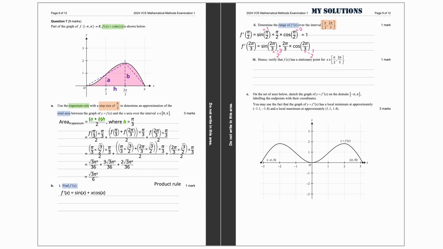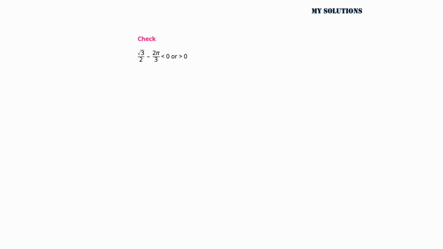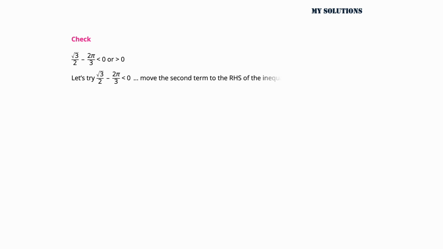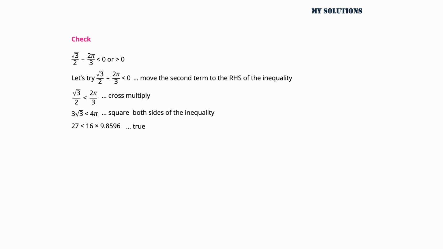And f dash of 2 pi on 3 equals root 3 over 2 minus 2 pi on 3. Let's check whether root 3 on 2 minus 2 pi on 3 is negative or positive. So we try less than 0. We move the second term to the right-hand side of the inequality. We cross multiply, and we square both sides of the inequality. 27 is definitely less than 16 times 9.8596. Therefore, root 3 on 2 minus 2 pi on 3 is less than 0.